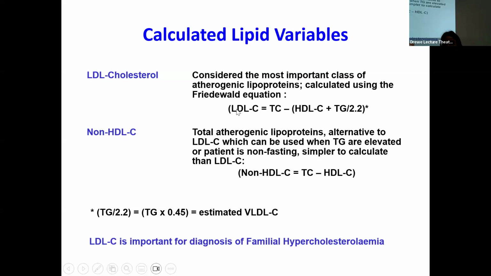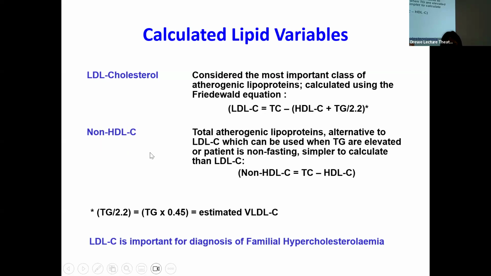This is a really straightforward equation. It's been around for about 50 years. Basically, it's your total cholesterol minus your HDL cholesterol, and then you estimate the VLDL cholesterol by taking your triglycerides and dividing this by 2.2.